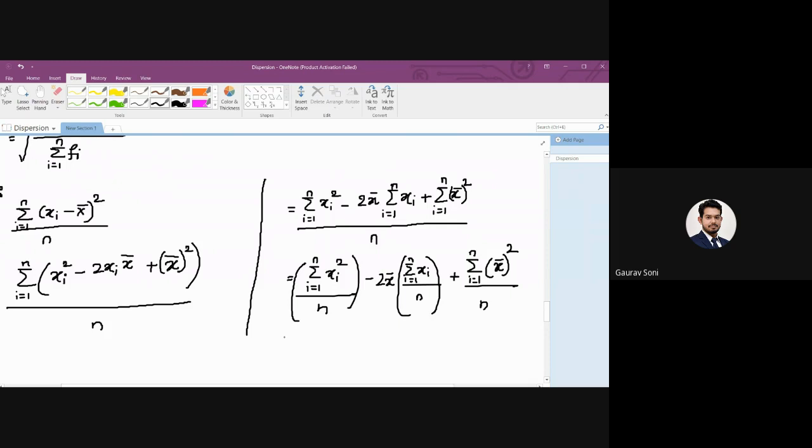What can you say about the first term? What is it? Now, as we are going into abstract statistics, you should be able to recognize the terms, what you are doing, and you should be able to analyze things. So, what is summation xi square divided by n?